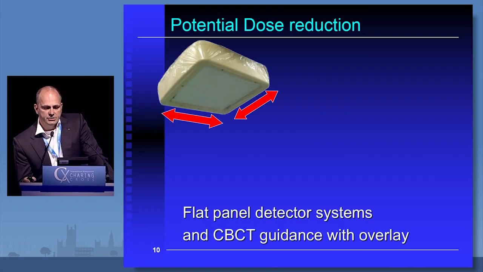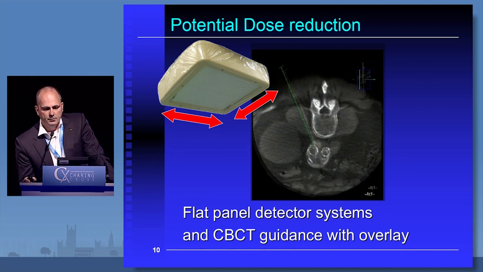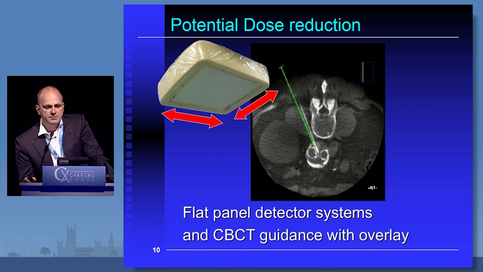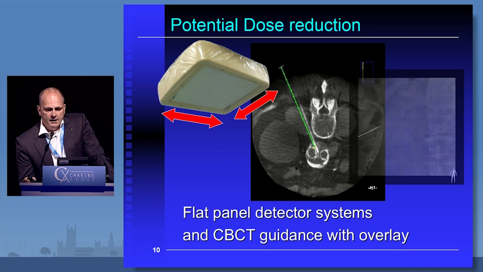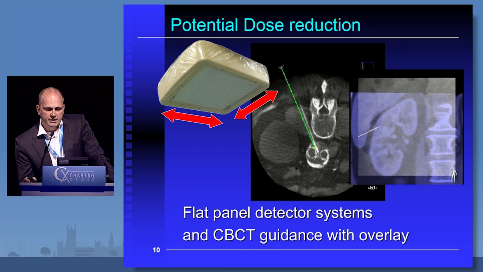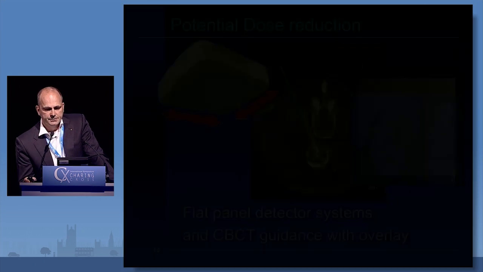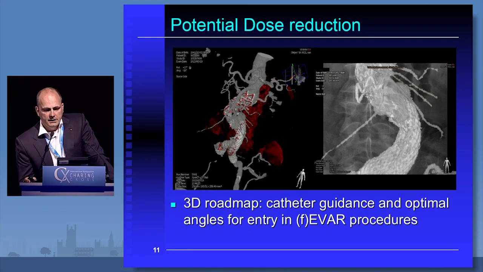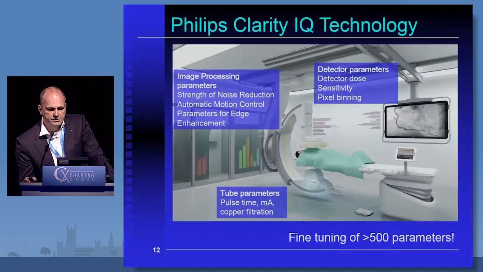The potential dose reduction was also, in a way, more feasible by using flat panel detector systems and cone-beam CT overlay guidance, a technique we saw in the previous speaker as well. And by using this information, we now have fusion imaging available as well to guide our procedures. Finally, I won't go into detail because the previous speaker has excellently shown the value of 3D road mapping in catheter guidance and optimal angles in EVAR procedures as well.